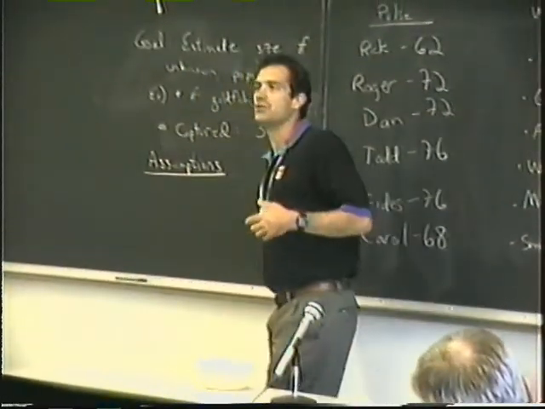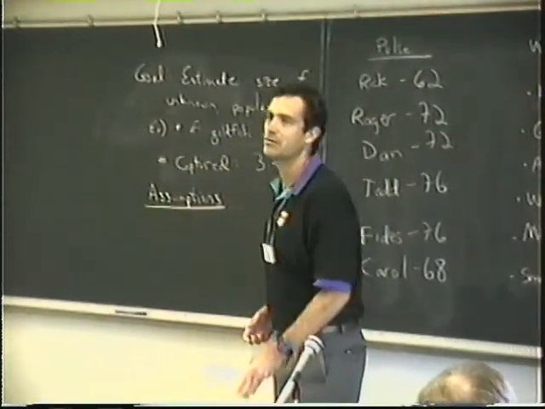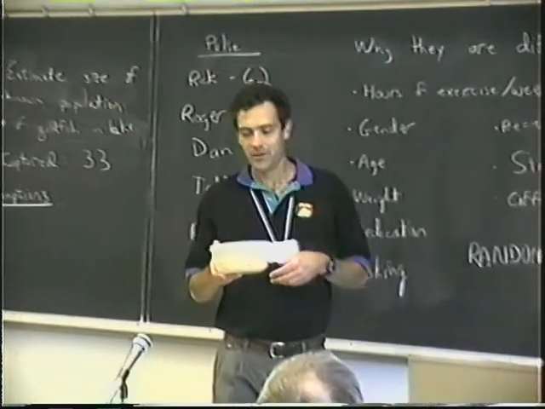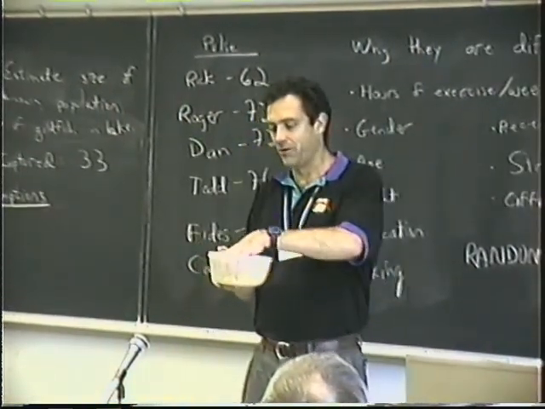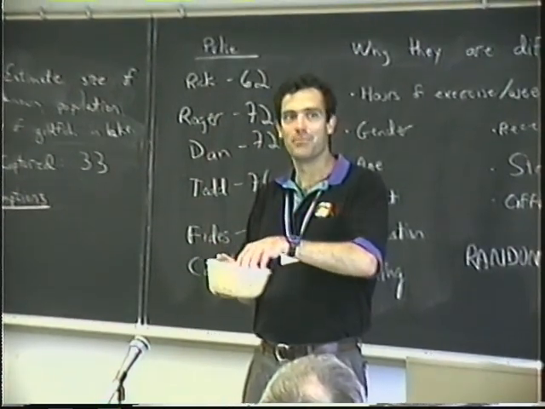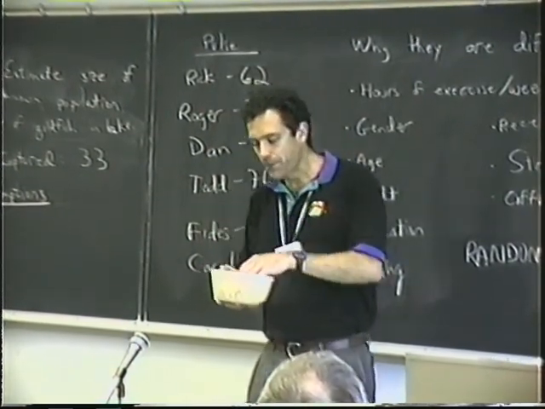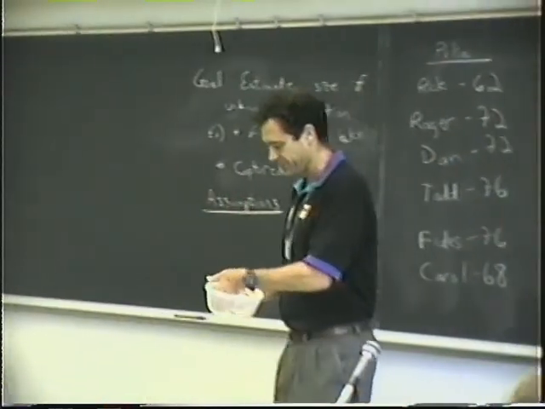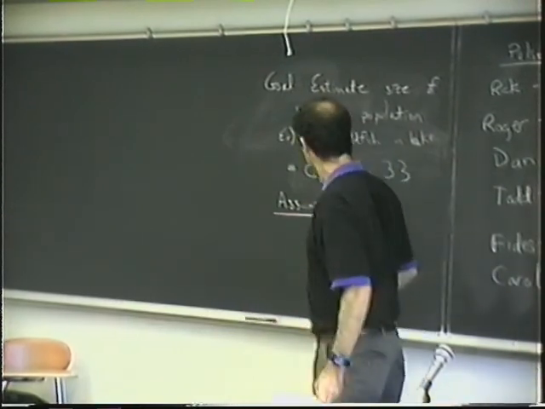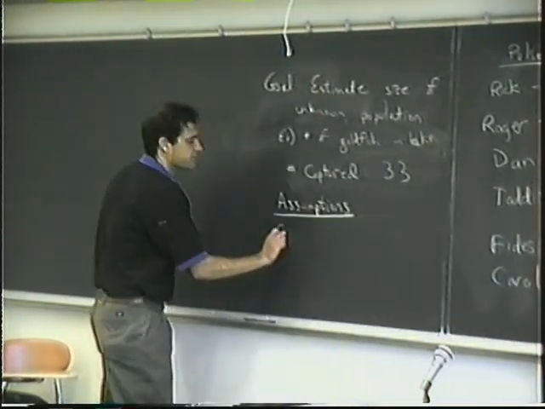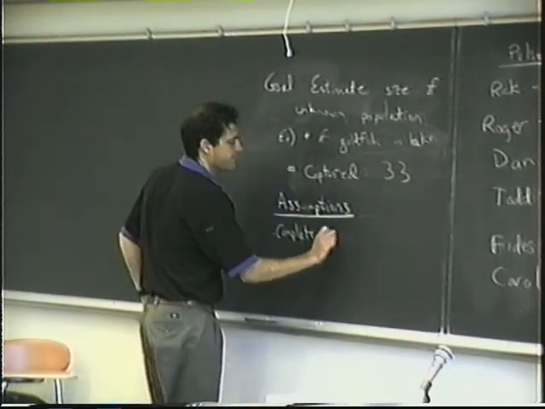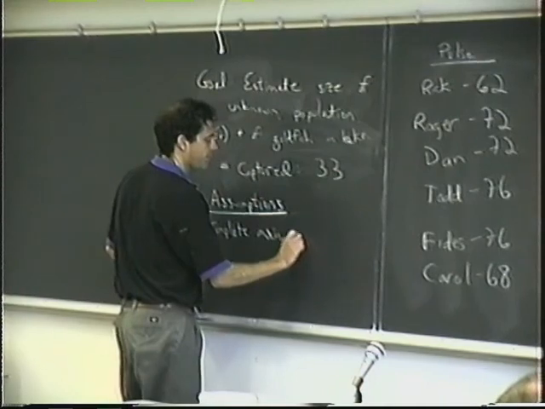So let's think about the assumptions you need to actually estimate this population. The biggest one is that if you're using capture-recapture, you really want to think of what the statistical equivalent is to doing this, that once the tagged fish are in, we mix them up. So probably the biggest assumption you make in doing capture-recapture is that there's some mixing of the population once those are in there. So assumptions include complete mixing of the population.